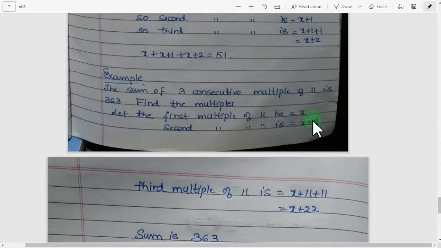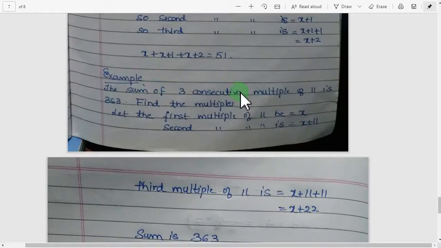Second one adding 11. If it is a multiple of 11, it means adding 11. If it is a multiple of 8, it means adding 8. Here if it is a multiple of 8, it means x plus 8 plus 8, so x plus 16, like that. So our three consecutive numbers are now x, x plus 11 and x plus 22.